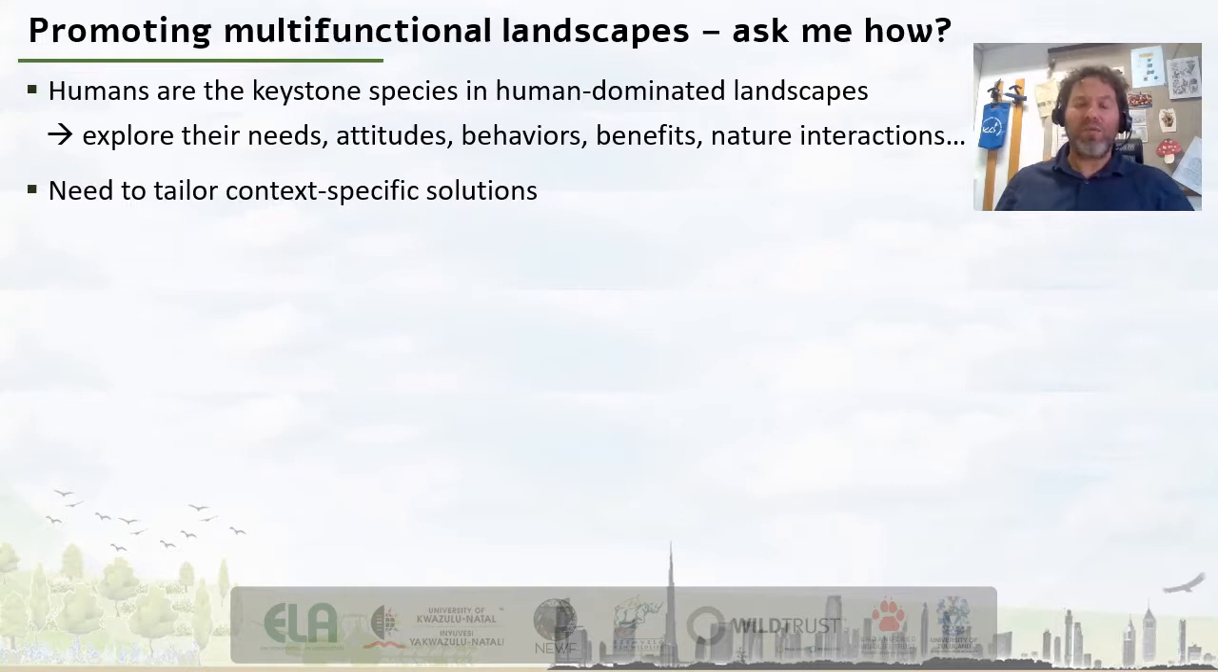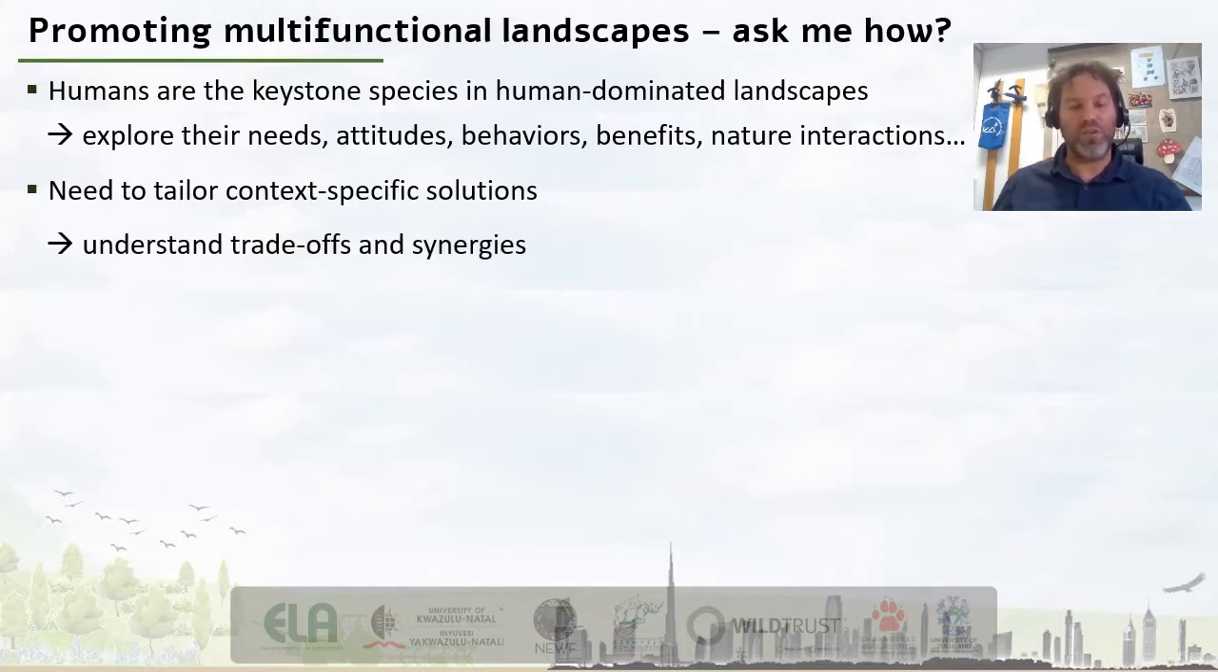The other thing is that we should not look for a one size fits all solution. We need to tailor a solution for the specific context, and definitely understand trade-offs and synergies between different solutions. And finally, what I really believe now is that we need to look for opportunities to maximize a selected core benefits that we really need for a given objective.